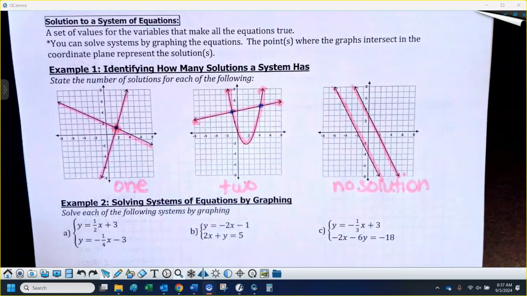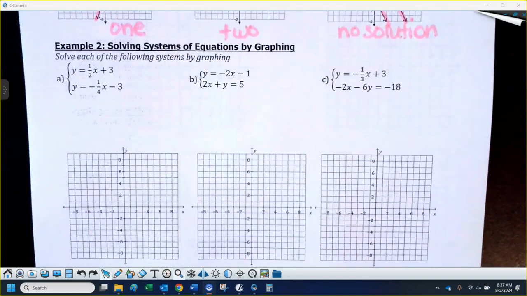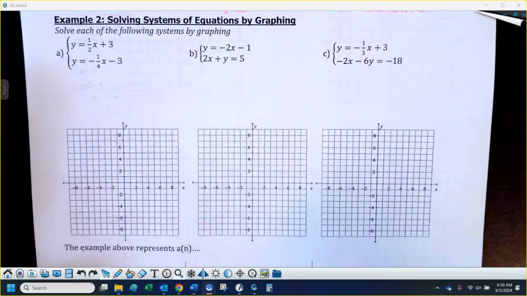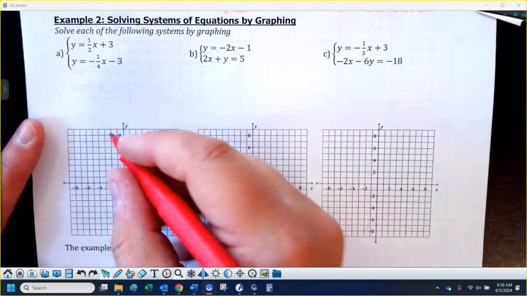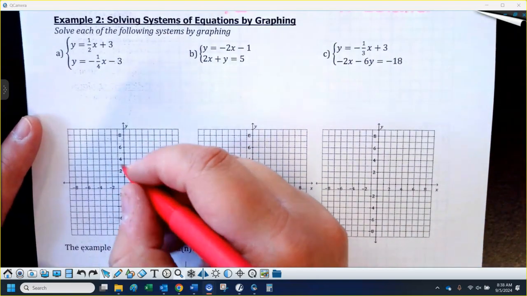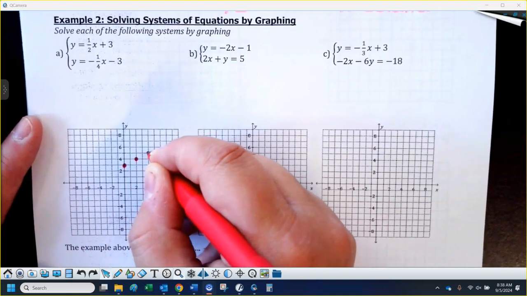Now, I'm going to have you guys actually graph these and tell me the actual solution. So we're just going to graph some lines in example 2 here. For the very first one, just however you want to do it, I'm going to graph mine in 2 different colors, but it's just in slope-intercept form. The first equation is 1/2 x plus 3. So I'm going to start at 3 and just go up 1 over 2.